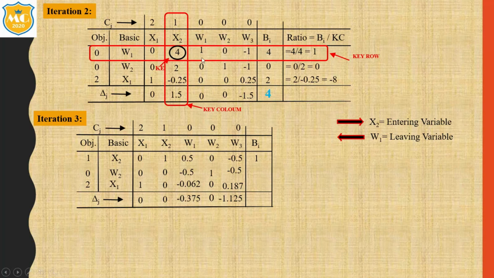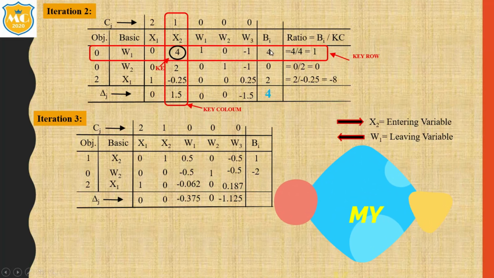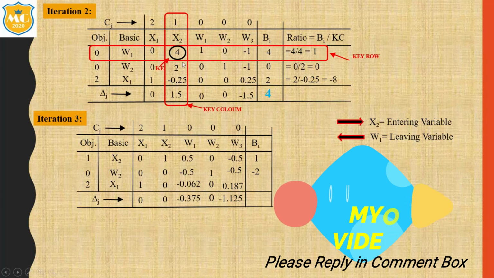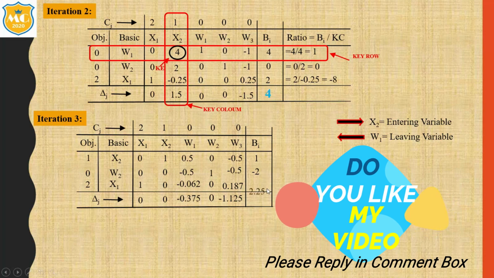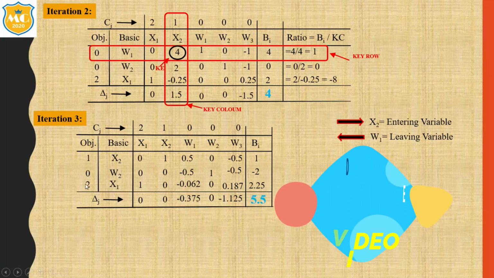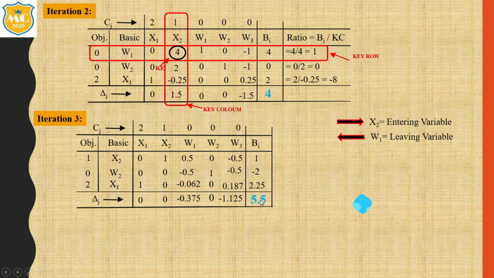Similarly here old number 0, corresponding key row number 4, key column 2 divided by 4. So 0 minus 4 into 2 divided by 4. So here we get the minus 2. Similarly here 2 minus corresponding key row 4 into minus 0.25 divided by 4. So here we get the minus minus plus, so 2.25. Clear? And here same 1 into 1 plus 0 into minus 2 plus 2 into 2.25. So here we get the 5.5.